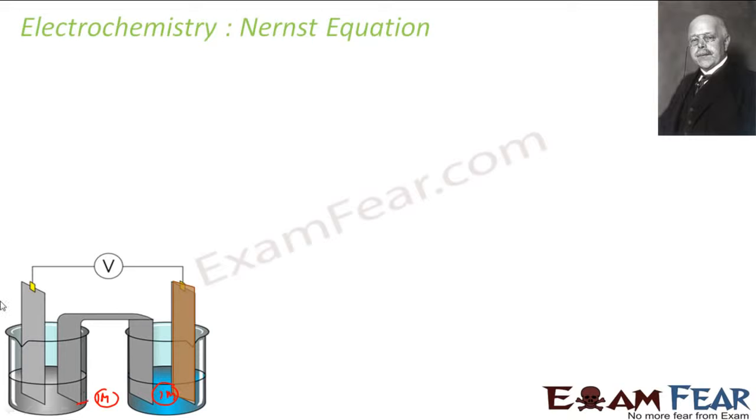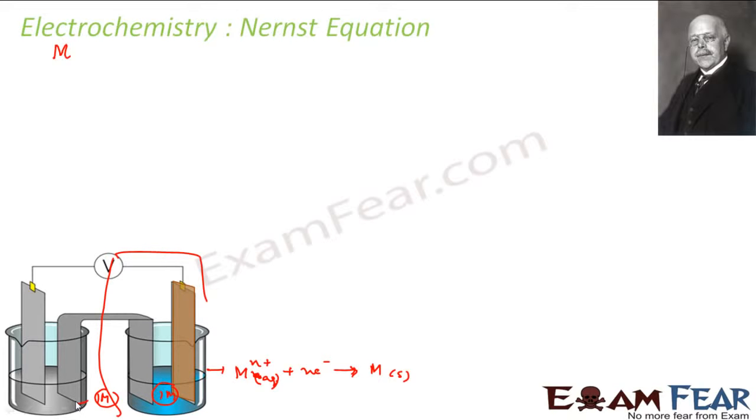For example, let's consider a reduction half reaction. For example, this one here, the reaction will be some M with n plus ions. N electrons are transferred, it becomes M, and it becomes solid. It was aqueous here. Let's take this reaction, and it was not 1 molar. It has some concentration, and this is the reaction on this side.